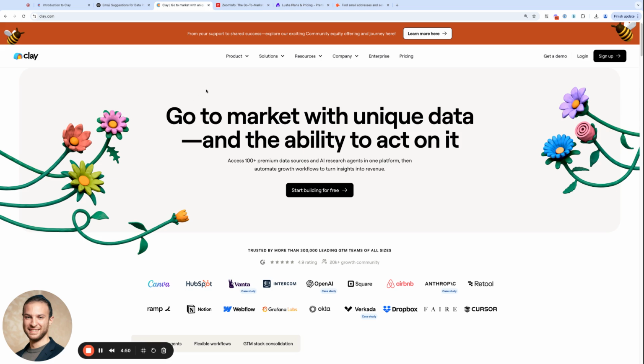But on top of that, what I think makes Clay even more powerful is the AI component. So instead of just having to rely on rigid data in these generic vendors, you can use AI to write custom rules, custom definitions, and actually transform the data according to what you're looking for.